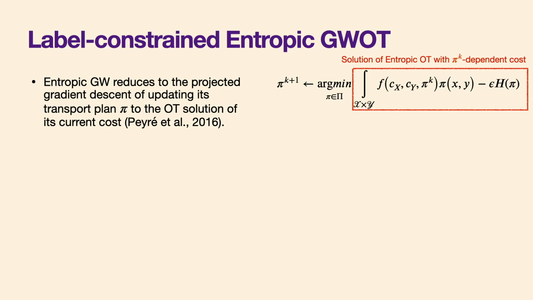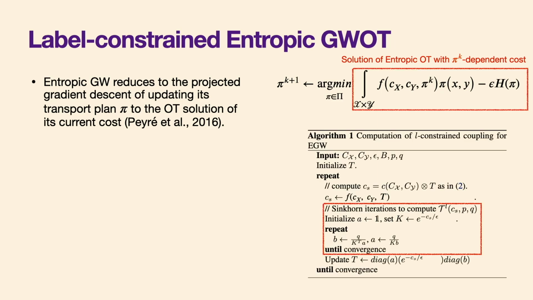And this is equivalent to some kind of projected gradient descent. So you can write the algorithm like this, basically. The algorithm would look like: I calculate a cost function, or a cost matrix. I solve optimal transport with this Sinkhorn iteration.